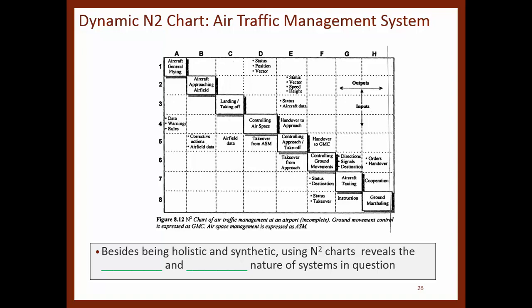So the controlling airspace has some input, taking over from the airspace management, and that's what's happening between these two, controlling approach or takeoff. When that's done, then it's an output handover to the approach, so that goes back to the controlling airspace. There's some cooperation and instruction between aircraft taxi and the ground marshalling, and there's cooperation between the two, and so on. So again, the idea is that you can start looking at how these entities within your system are interacting. Besides being holistic and synthetic, using the N-squared chart reveals the organismic and dynamic nature of the system in question.